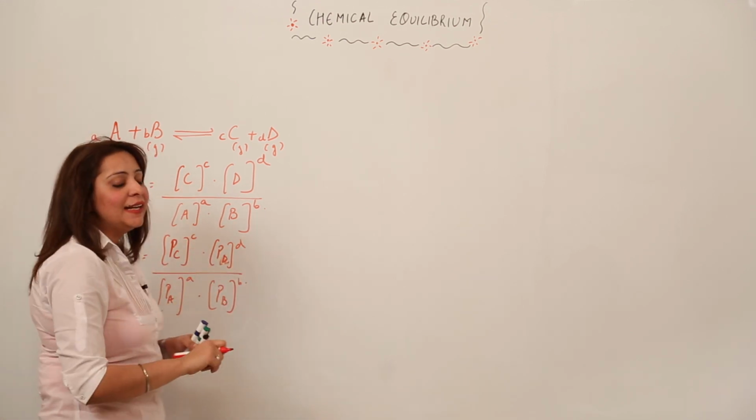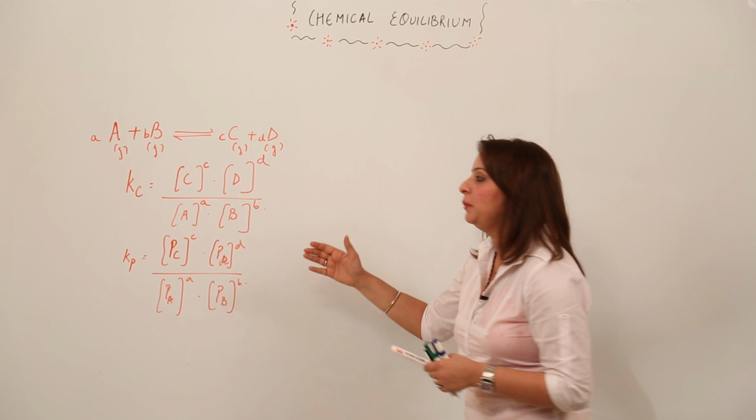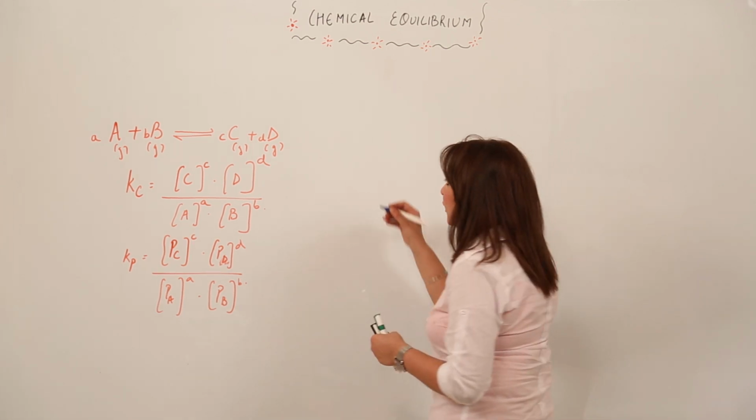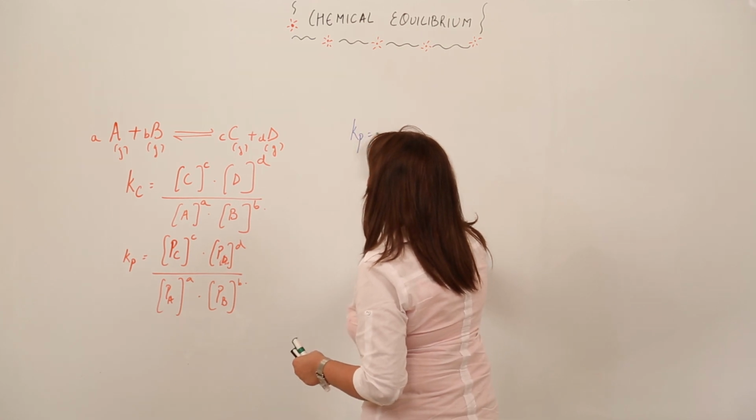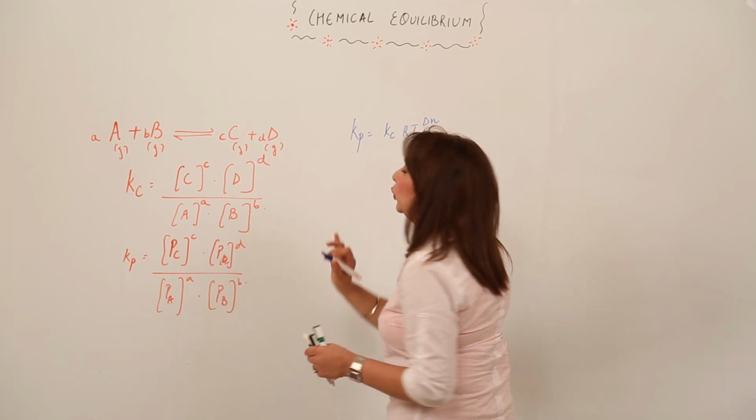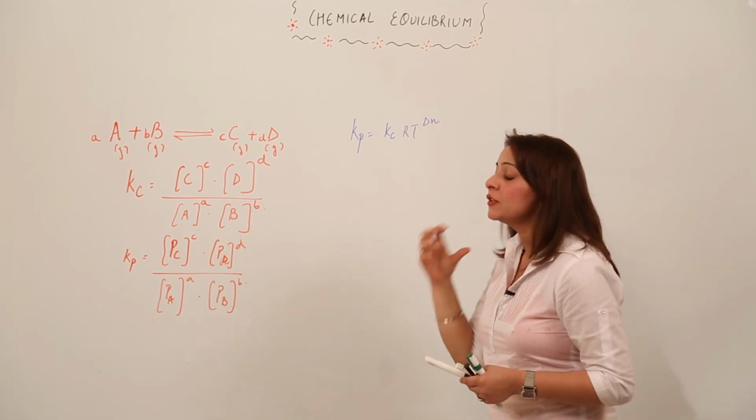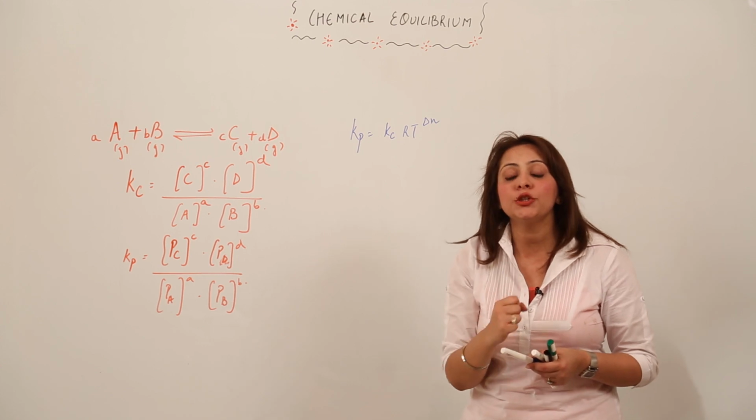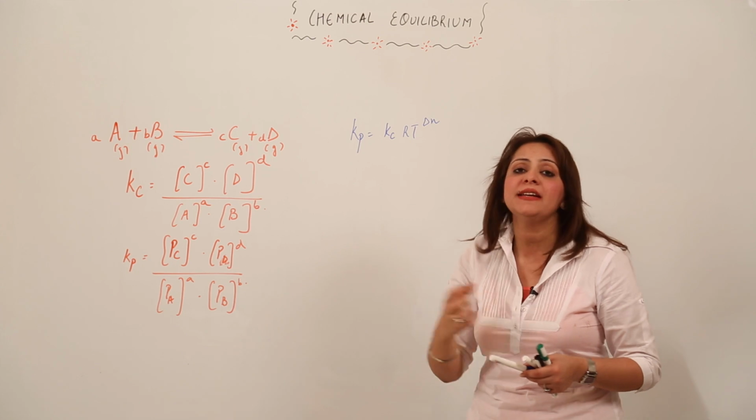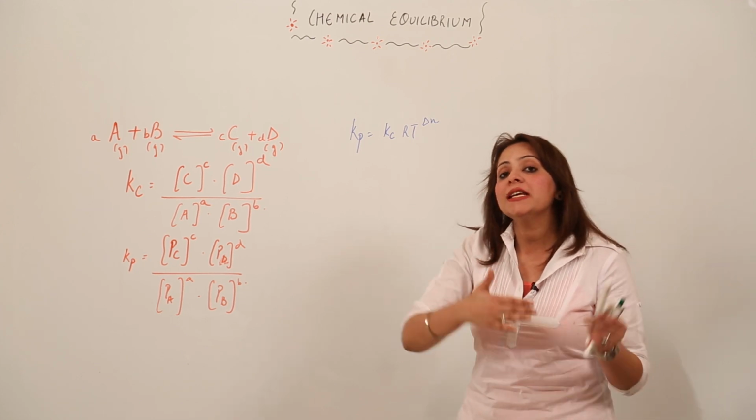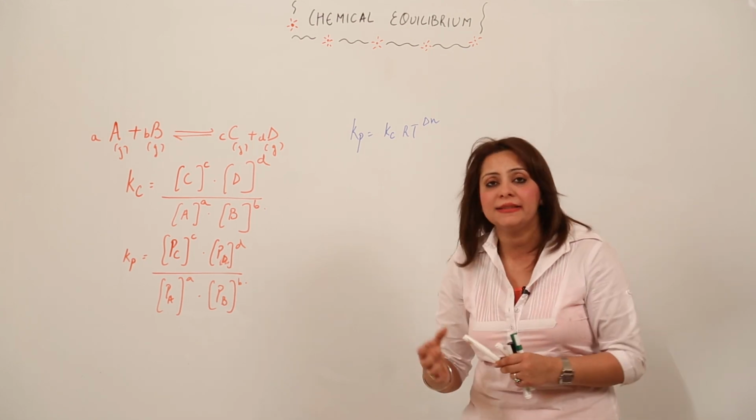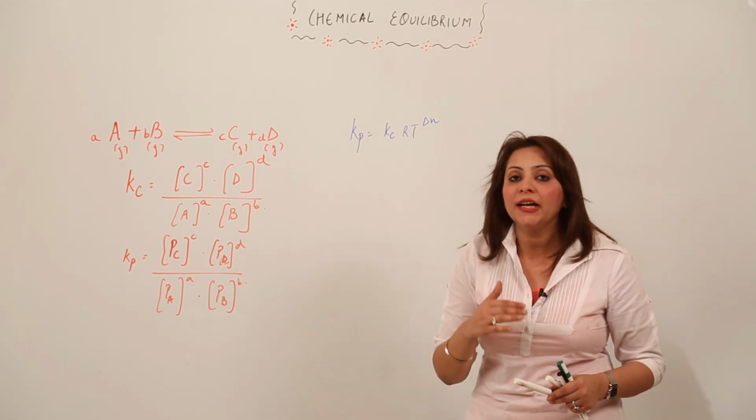This way we write an expression for Kp, and as we have discussed, Kp and Kc are related to each other, and the relation is Kp is equal to Kc RT to the power delta n. You already know that now. So we are just going to understand what particular conditions relate Kp and Kc, or we can say when is Kp equal to Kc, when is Kp bigger than Kc, or when is Kp less than Kc. So we need to have three different conditions.